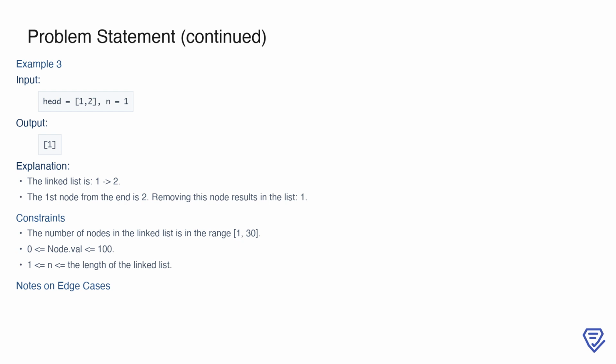Along with these examples, we have some constraints to keep in mind. The number of nodes in the linked list will always be between 1 and 30, and each node's value will be between 0 and 100. Importantly, n is guaranteed to be a valid position within the length of the list, so we don't need to handle cases where n is out of range.